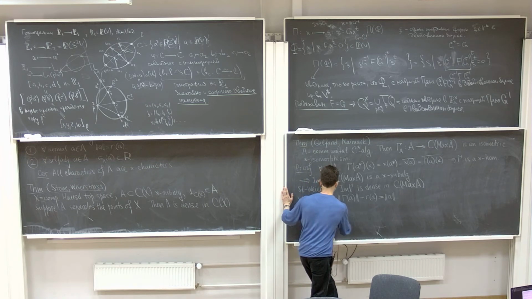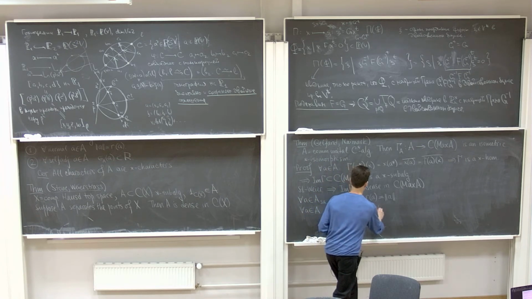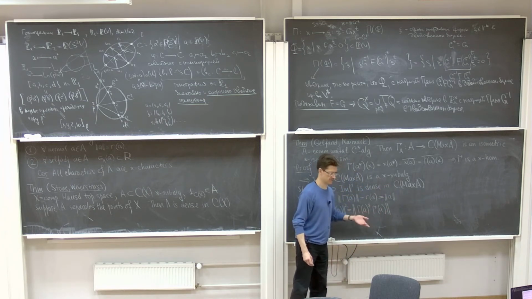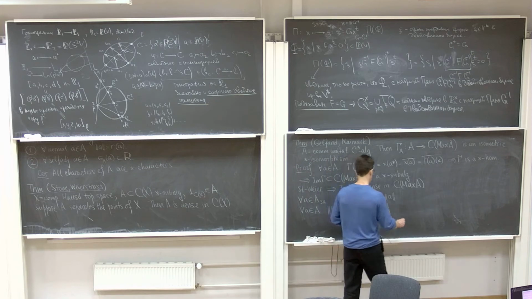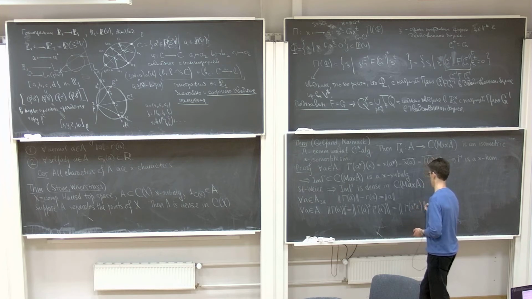Namely, the norm of gamma of a squared is the norm of gamma of a star gamma of a, because the algebra of continuous functions is a C-star algebra. We can now write this in the following form. This is the norm of gamma applied to a star a, because gamma is a star homomorphism.